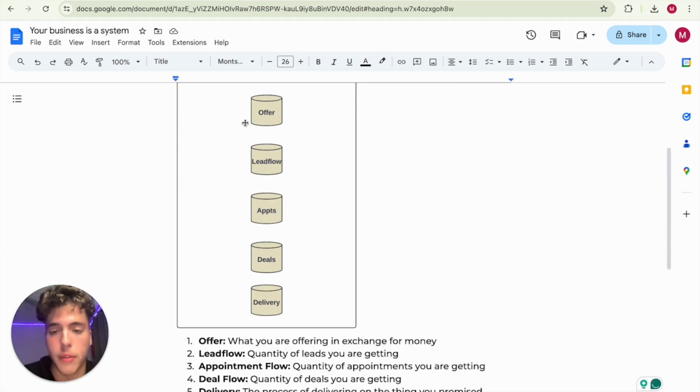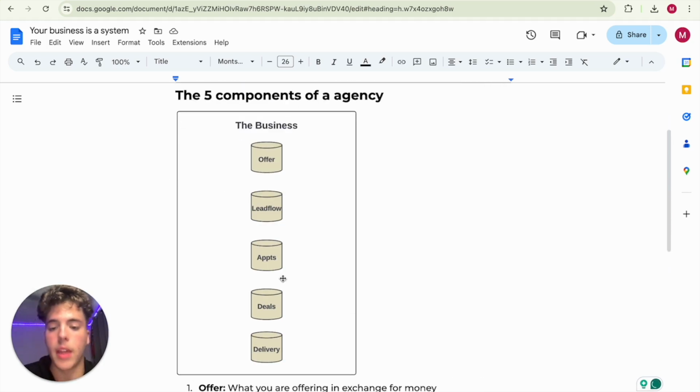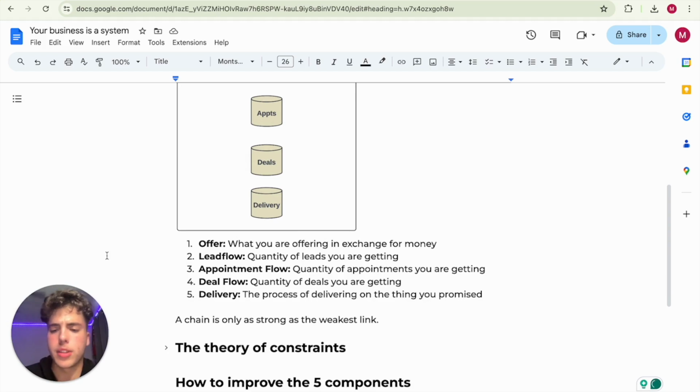The first one is offer, then you have lead flow, then you have appointments, then you have deals, and then you have delivery. Your goal is to think of this as a system. Basically what you're trying to do is get the most amount of people who start at the top to also finish at the bottom. You're trying to increase the throughput of each component, and I'm going to show you exactly what I mean by that. So what is each component?